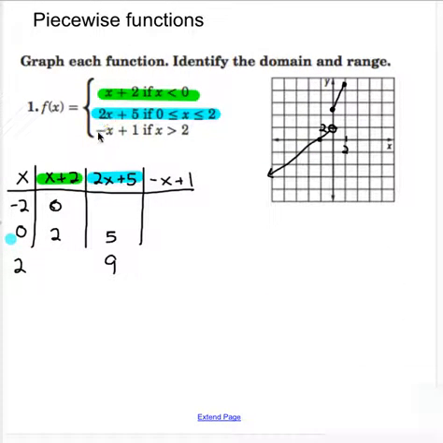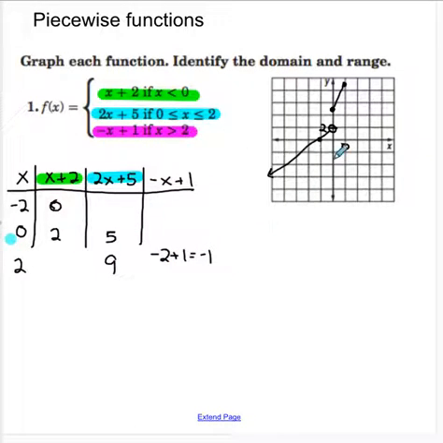The last piece here I'm going to look at is this rule if I've got greater than 2. So I'll start at 2 because that's my boundary. So I've got negative 2 plus 1 is negative 1. So at 2, negative 1, I've got an open circle. That's right about here. I'm actually going to erase this 2 so we can see it. So at 2, negative 1, got an open circle.